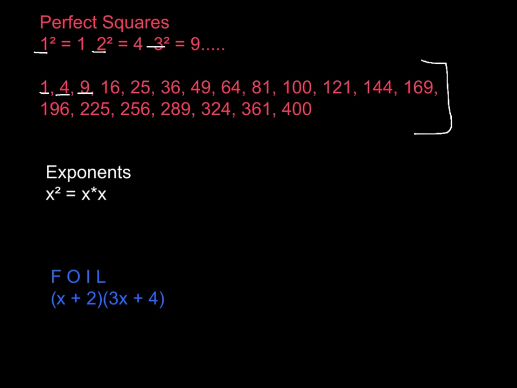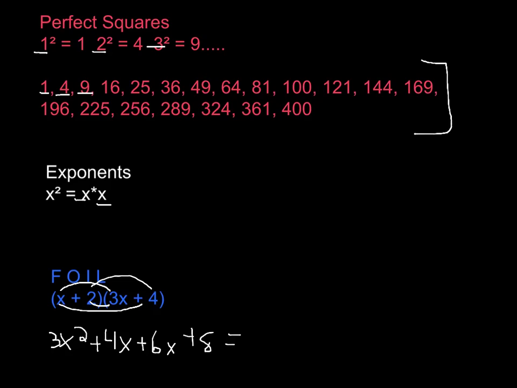And then also remember exponents: what does it mean when something is squared? It means it is something multiplied by itself. And then the last thing, a real quick review of FOIL when you multiply two binomials together. You do first, which gives you 3x squared, and then outside, which gives you 4x, inside, which gives you 6x, and last gives you 8. And then you combine like terms to get 3x squared plus 10x plus 8. If you know all of these things, it'll make today's lesson a lot easier.